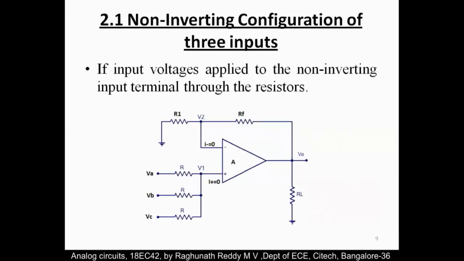Next, non-inverting configuration of 3 inputs. If 3 inputs are applied to the non-inverting terminal of the op-amp, and this will provide negative feedback, hence it is an amplifier.